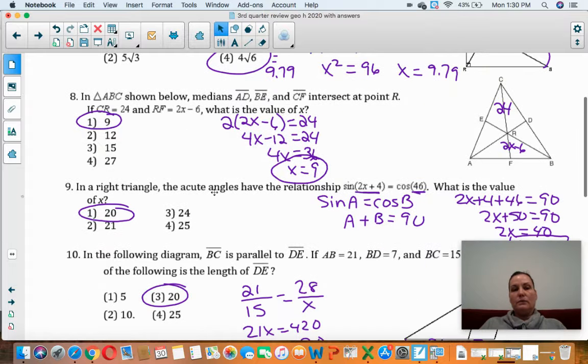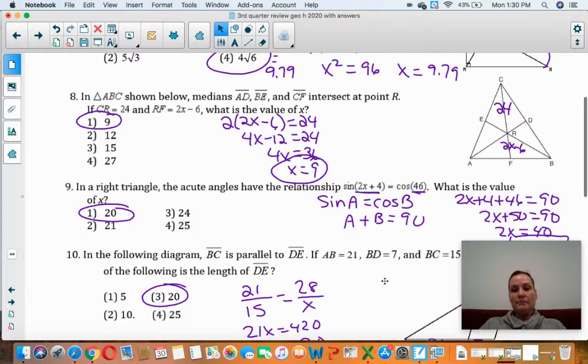Question 9 was similar to one we had on the front page. Remember the rule, sine of A equals the cosine of B if A plus B equals 90. This is my A and my B. So these equal 90. They don't equal each other. These together equal 90. So all I did was I made an equation. I added them. I set them equal to 90. 2x plus 50 equals 90. I subtract 50 and I got 40. 2x equals 40. So therefore x equals 20. Okay, so that's number 9.